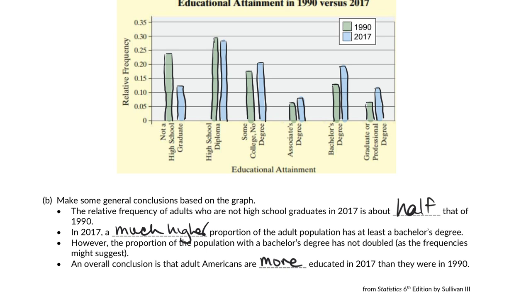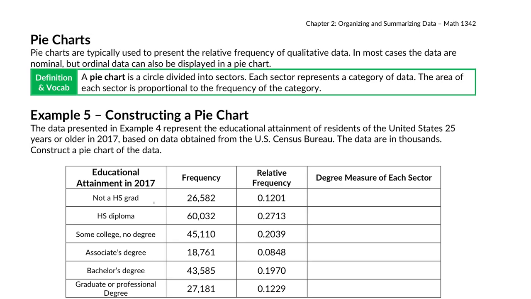So we've had bar graphs to show our relative frequencies. We've had side-by-side bar graphs to show our relative frequencies. The third way that is nice to see data for qualitative data is in a pie chart. We haven't thought about a pie chart in a minute. Pie charts are typically used to present the relative frequency of qualitative data. In most cases, the data are nominal, but ordinal data can also be displayed in a pie chart.